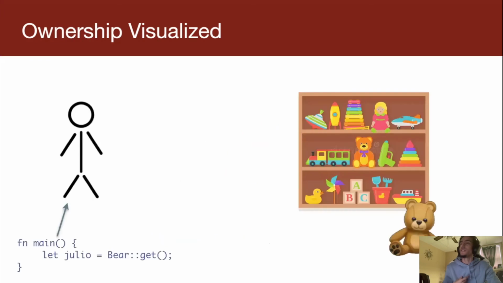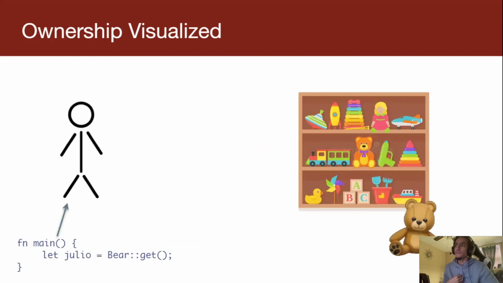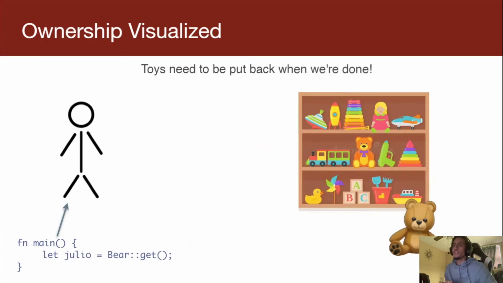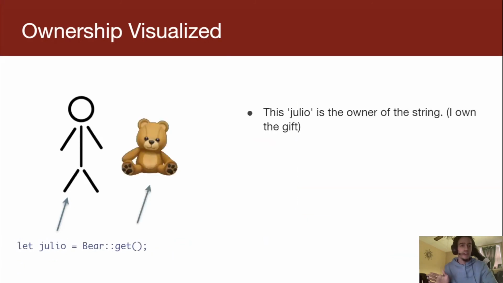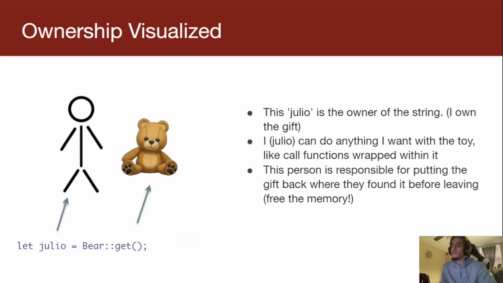Any early questions or thoughts about this idea of owning an object like this? Fantastic. So just a quick recap of all of that. Julio, or the variable name, is the owner of the object on the right hand side of the equal sign. I can do anything I want with this toy. So maybe it has a button to light up or something. Maybe that's a function you can call on it. And those functions, those methods, I can call on the bear. And the big point that we keep coming back to is that I, Julio, am the one responsible for putting this bear back and freeing that memory.